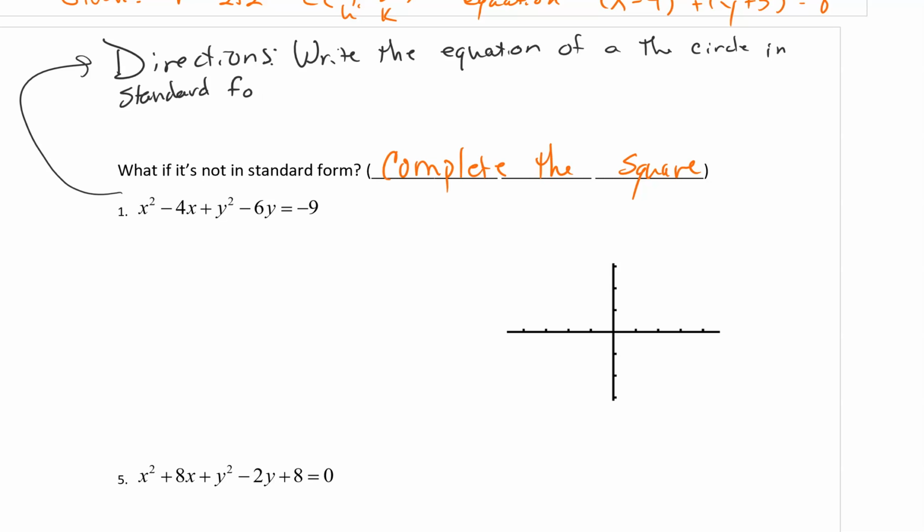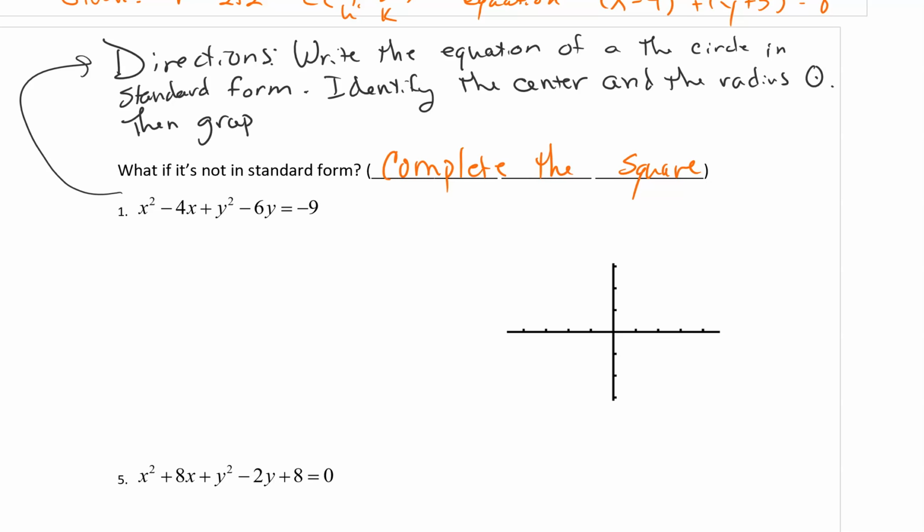So that's going to be the quantity (x minus h) squared plus the quantity (y minus k) squared equals the radius squared. And I want you to identify the center and the radius of the circle. Then graph it. So we're going to do a lot of work with this one, but a lot of it you're going to find out you have the skills really already in place to do.